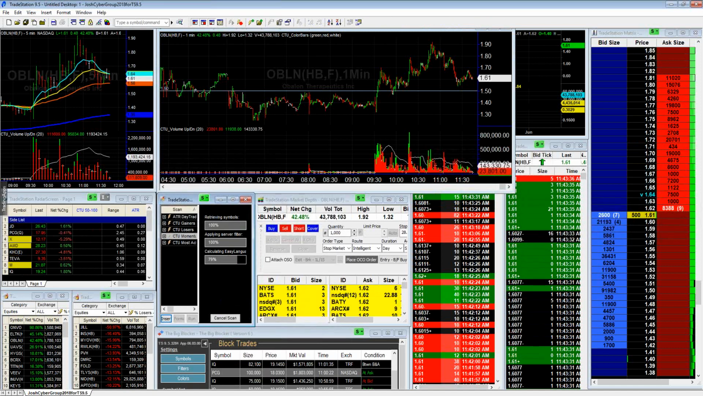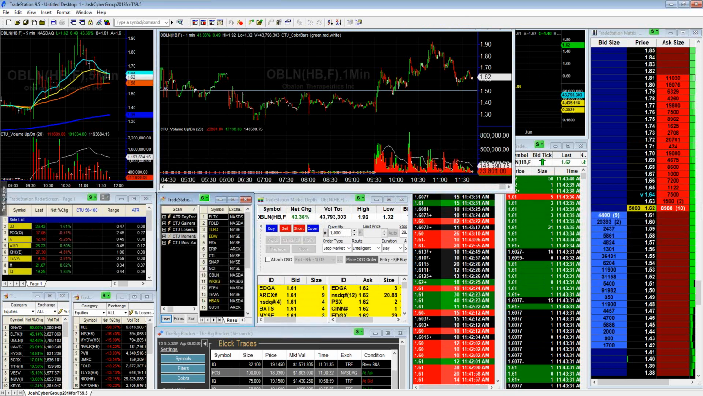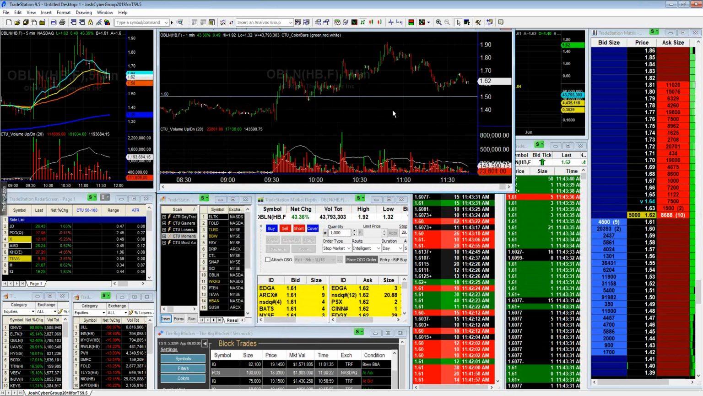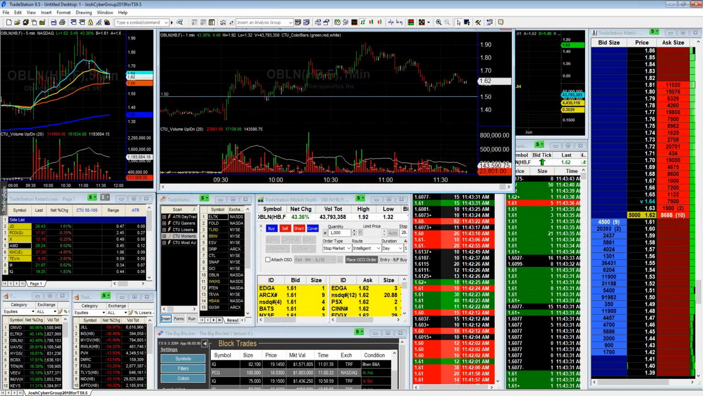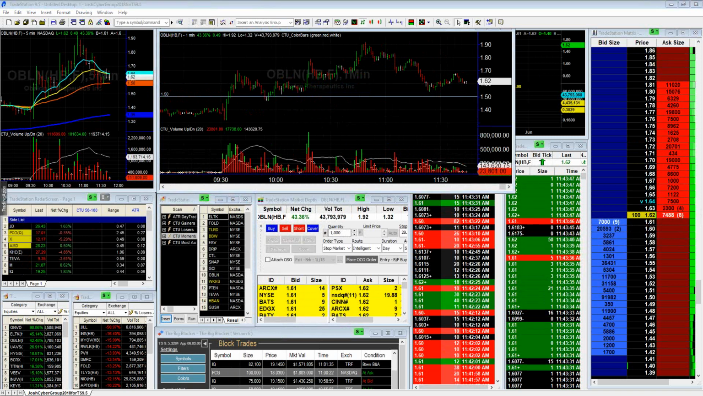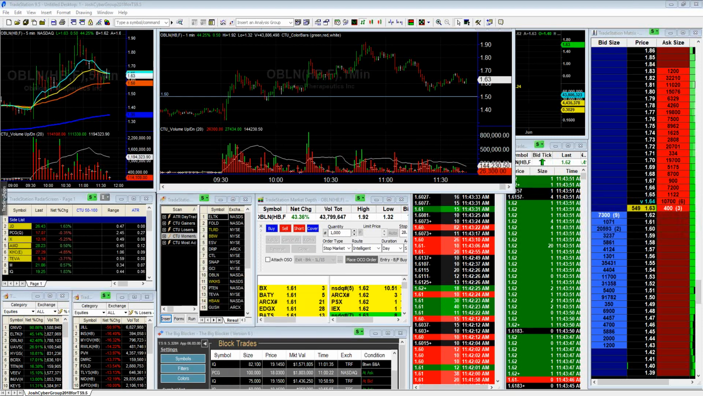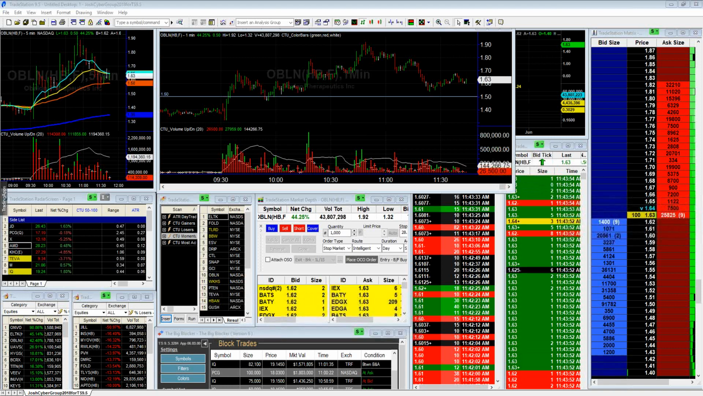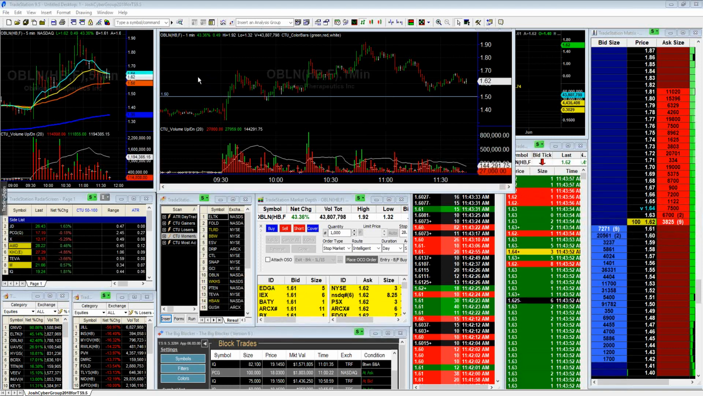Well, that's going to act as resistance, right? So until that level breaks, I'm not going to be convinced at all that OBLN will make a sharp move from 150 up. I have to assume that level is going to just hold, so I'm not going to be as inclined to get in until it breaks above 150.